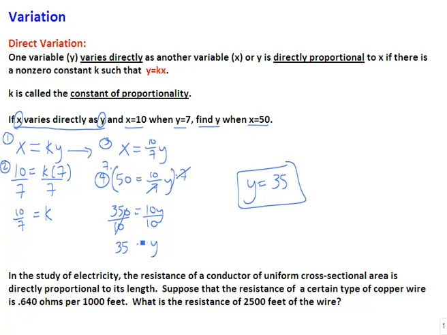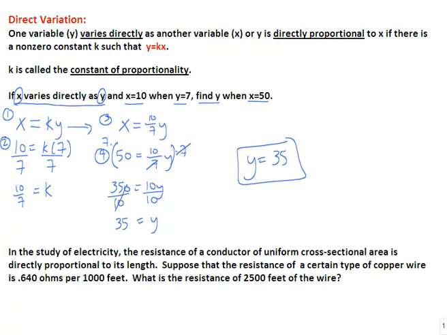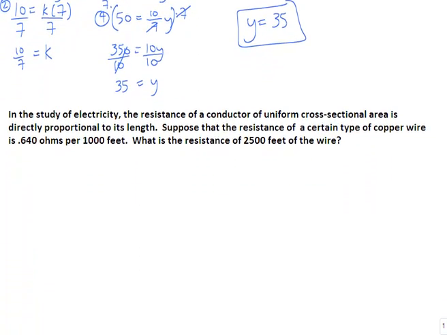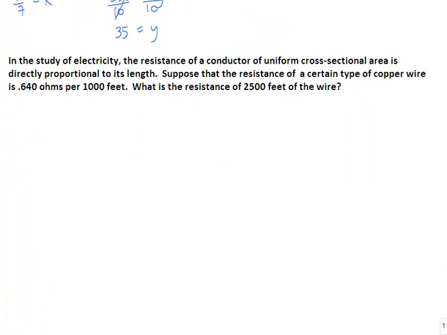So we're going to try another direct variation problem, but this time it's phrased in the context of a word problem. So here we have, in the study of electricity, the resistance of a conductor of uniform cross-sectional area is directly proportional to its length. Suppose that the resistance of a certain type of copper wire is 0.640 ohms per 1,000 feet. What is the resistance of 2,500 feet of the wire?